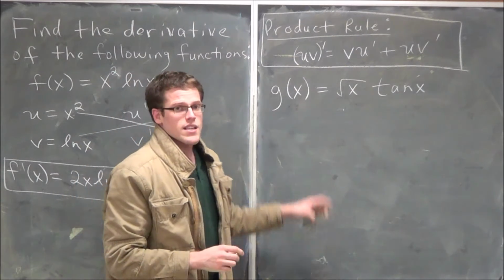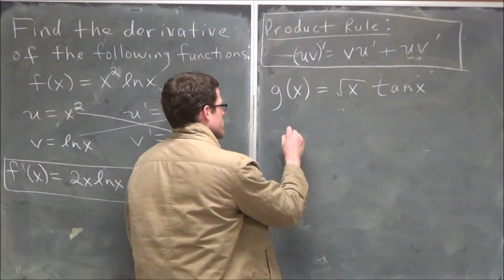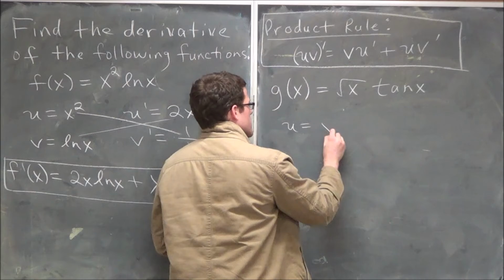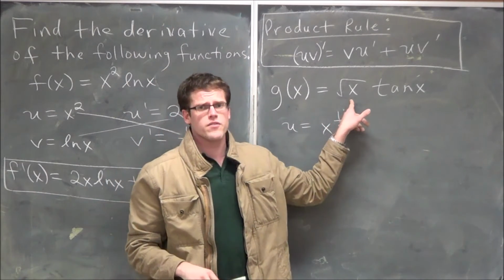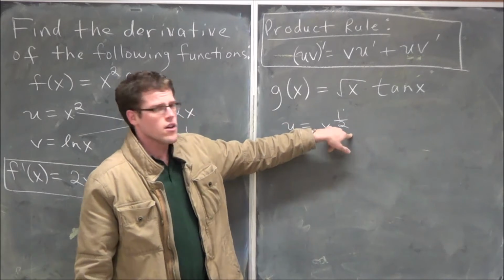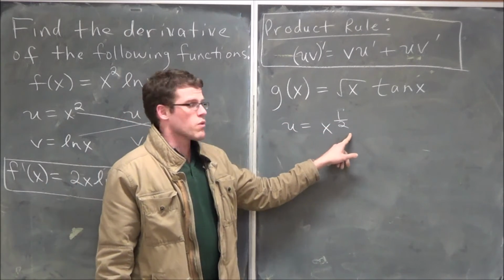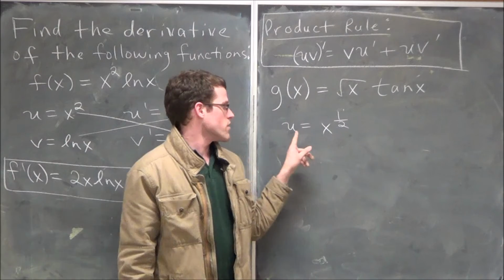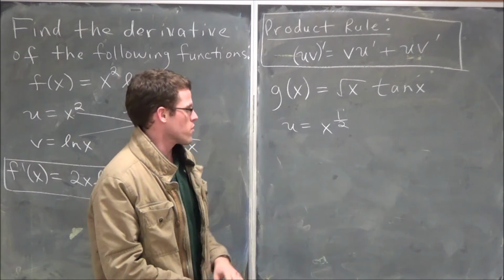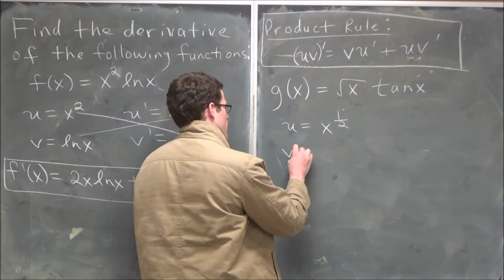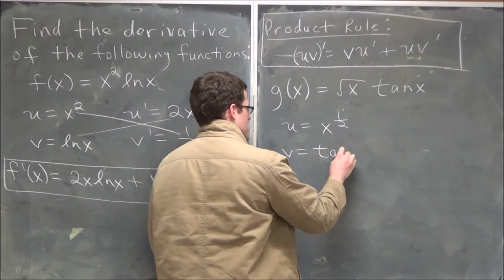So if we look at the second example, g of x, this time we're going to define u to equal x to the 1/2. Now just recall x to the 1/2 is how we would express radical x with a rational exponent. And the reason why we want to do this is because when we take the derivative of this, we need to be able to use power rule. So this just allows us to move forward to the next step. And then we're going to define v to equal tangent x.